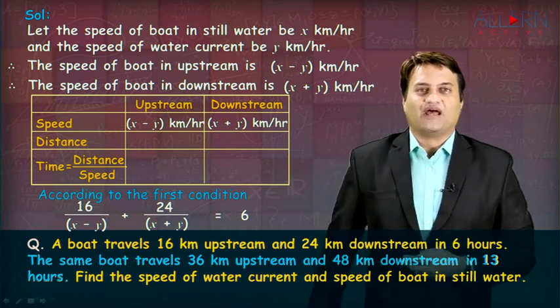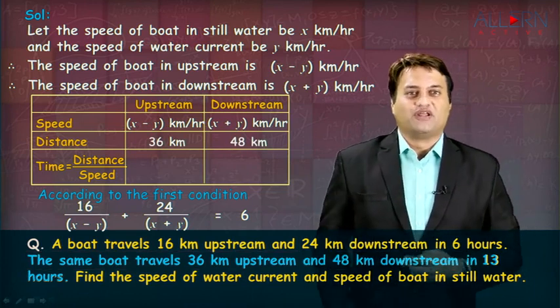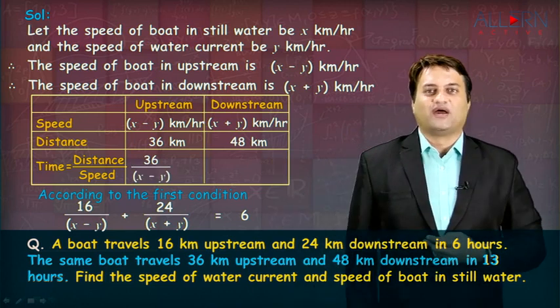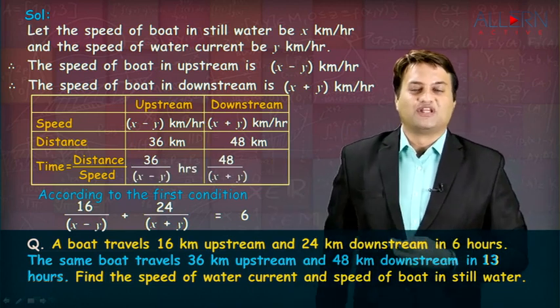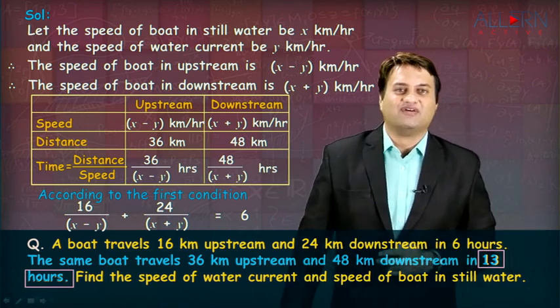Now the second condition is also quite similar. The same boat travels 36 kilometers upstream, 48 kilometers downstream. So now the time taken upstream is 36 upon x minus y hours. Time taken downstream is 48 upon x plus y hours, and the total time, as you all can see, is given as 13 hours.